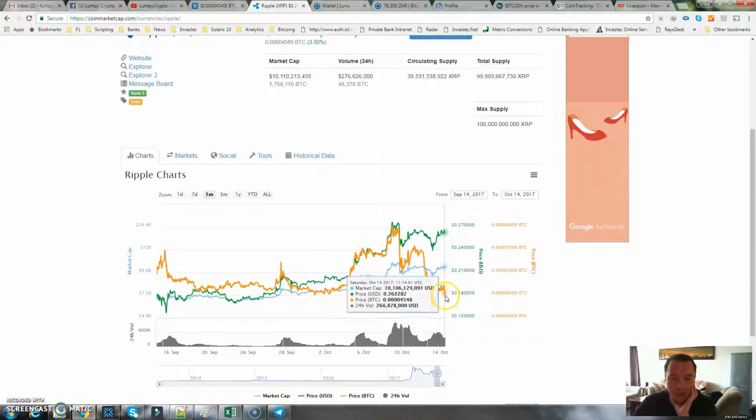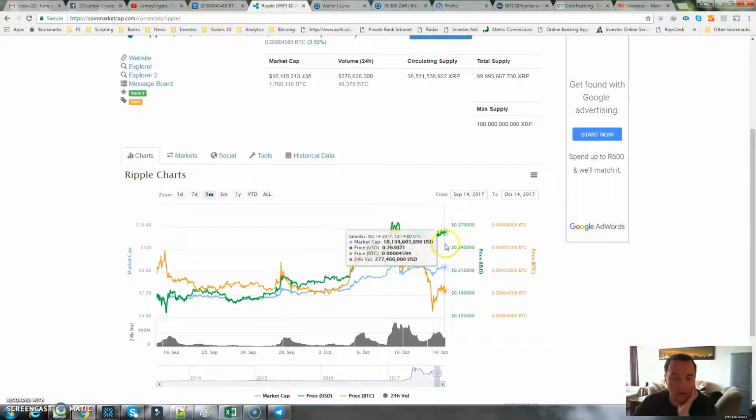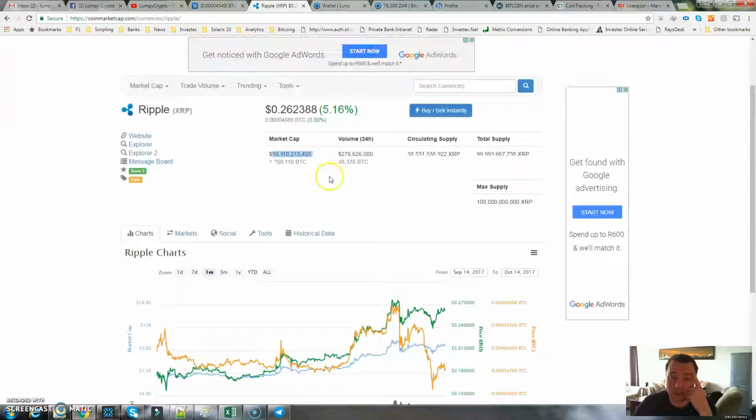So if we can come in at this point, maybe get to around about there, then that's potentially where we want to sell. Maybe potentially around about 0.25, 0.26 from a Bitcoin perspective. So in terms of volume in the last 24 hours, there's a lot of movement. In terms of market cap itself, that's still quite a decent amount.